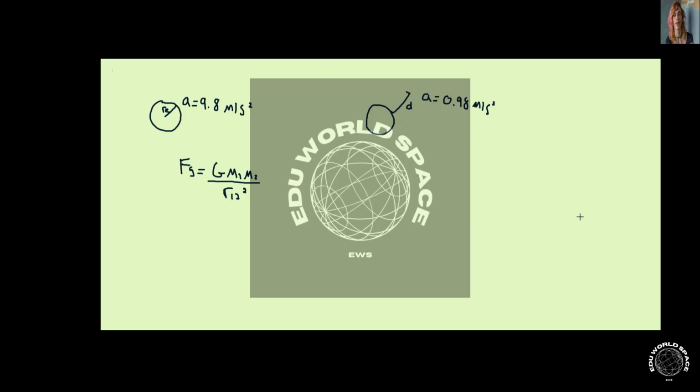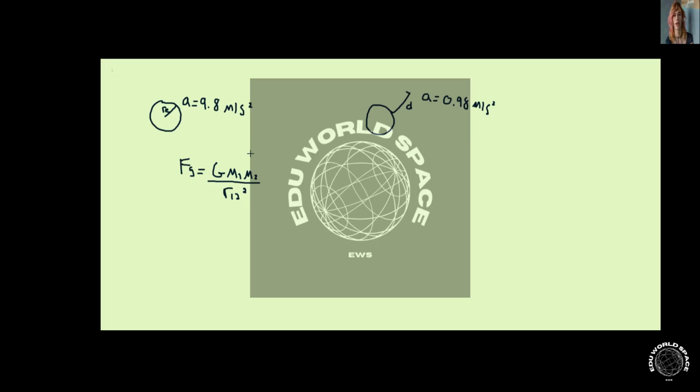We know that when we're on the surface of the Earth, a distance R_E, the radius of the Earth, from the center, the acceleration due to gravity is 9.8 meters per second squared. So this problem asks us to find a distance d from the surface of the Earth so that the acceleration will be 0.98 meters per second squared, so just a tenth of what it was.